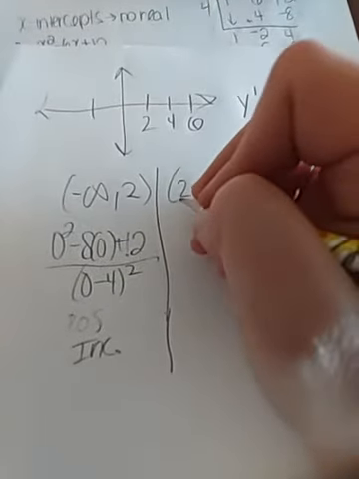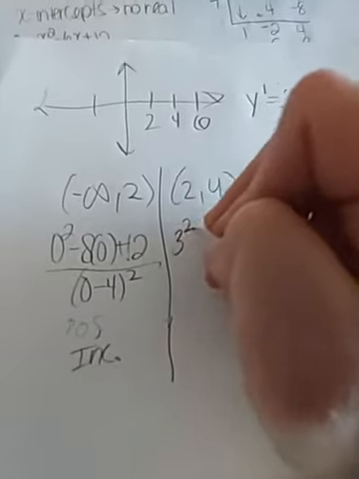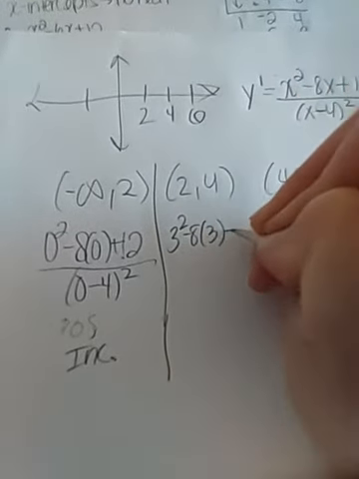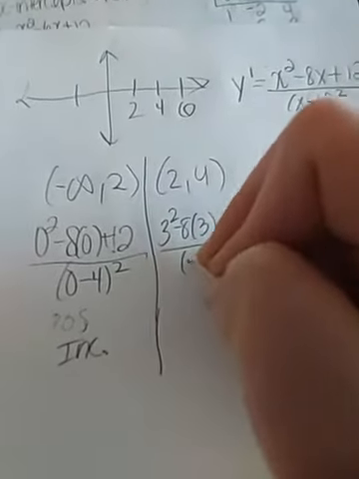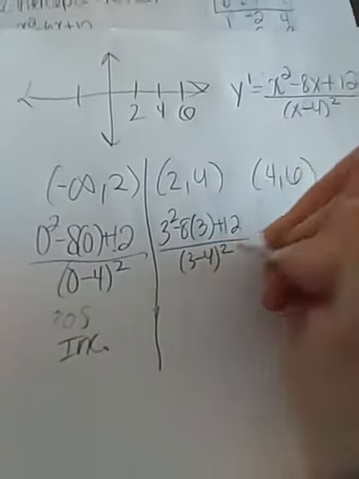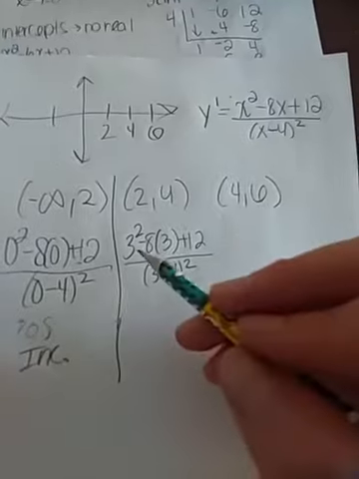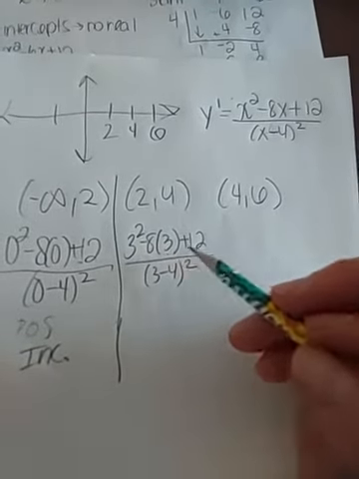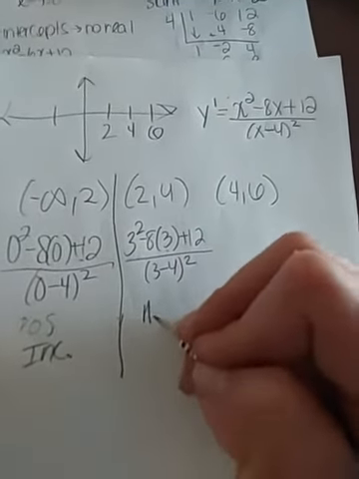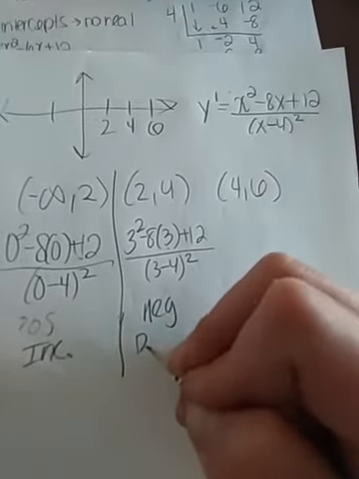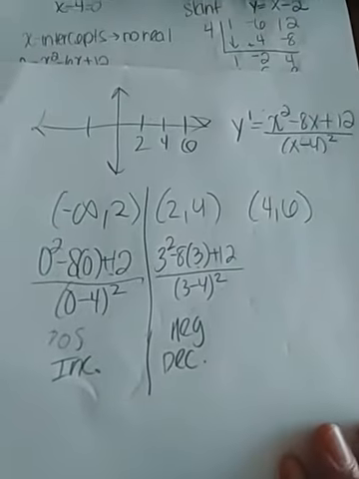All right, so 2 to 4, I'll use 3. 3 squared minus 8 times 3 plus 12 over 3 minus 4 squared. Okay, the bottom is positive because the whole entire thing is squared. They have 9 minus 24 plus 12 is negative, so it's negative over positive, negative, which means the whole thing is decreasing.